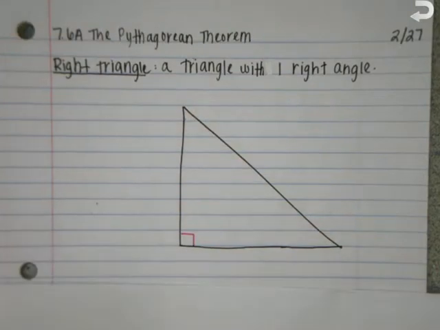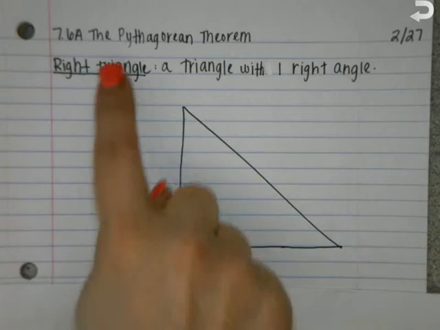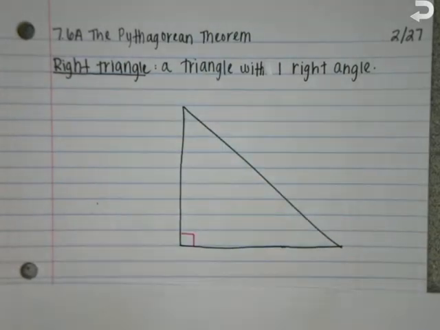So, 7.6a, we're talking about the Pythagorean theorem. The Pythagorean theorem is called the Pythagorean theorem because it was named after the mathematician who derived it from ancient Greece. His name was Pythagoras, okay? So, his name was Pythagoras, so it's called the Pythagorean theorem.